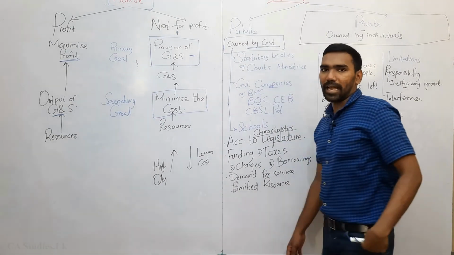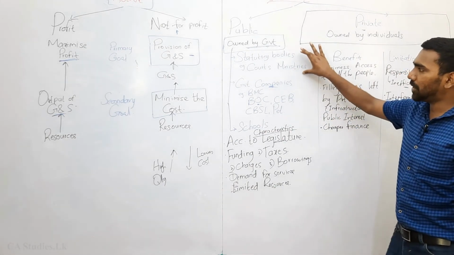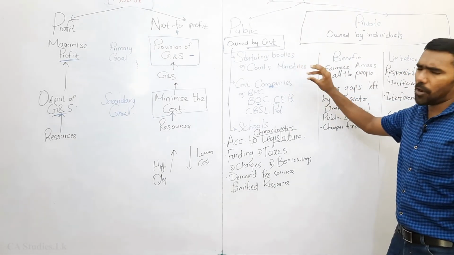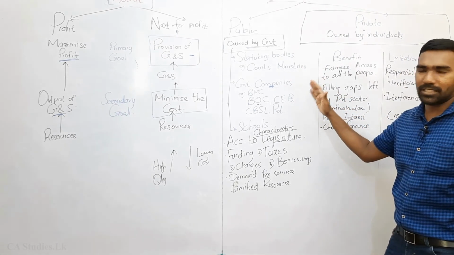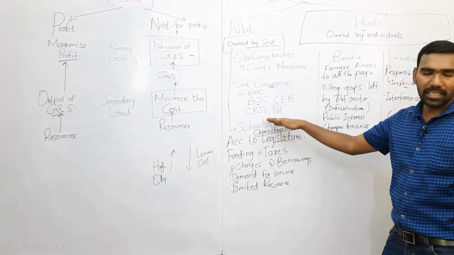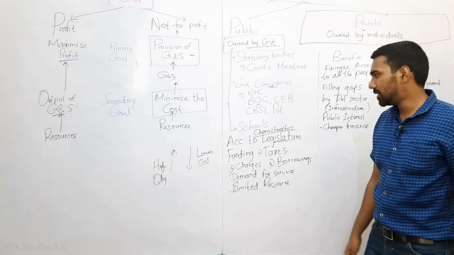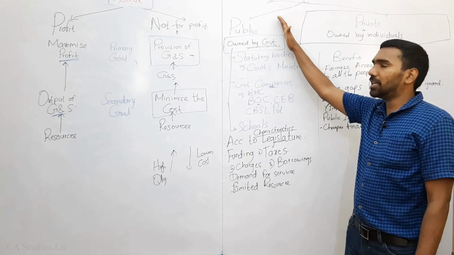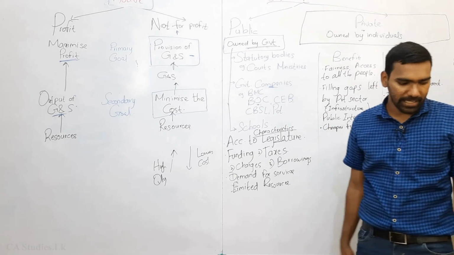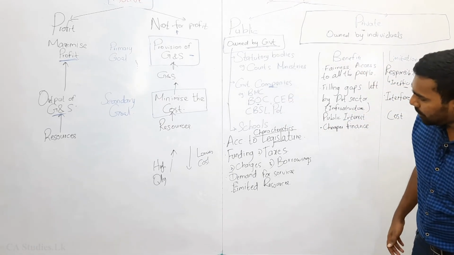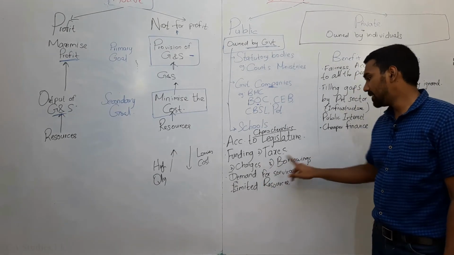Examples or types of government organization: statutory bodies, courts or ministries, etc. Government companies like Building Material Corporation, BOC, Bank of Ceylon, Central Electricity Board, Central Bank of Sri Lanka, petroleum corporations, and so on. And then government schools. The key characteristic of a public organization is that it is accountable to the legislation or the system of the country. These organizations are funded by taxes, charges, and borrowings.